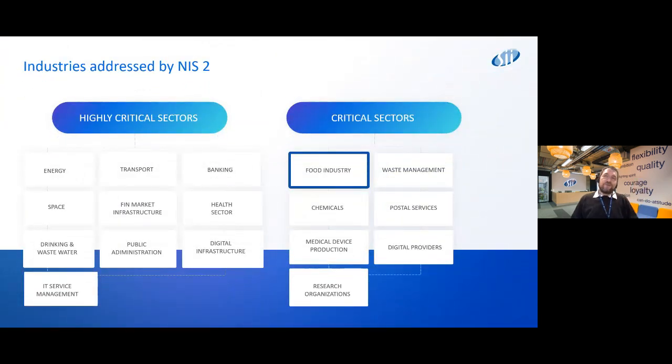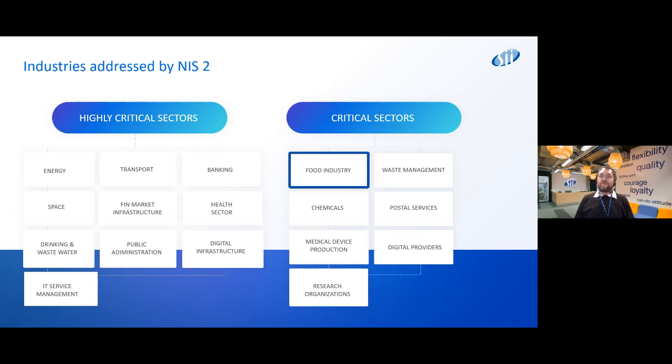So NIS2 provides additional sectors that need to be compliant. You have the highly critical sectors and the critical sectors, and based on the sector and the revenue and size of the company, it can be an important entity or an essential entity. Our sample company is an important entity, not an essential entity. Basically, the requirements for both types of entities are the same, so they need to implement the same things. The difference is how they prove that they are compliant.